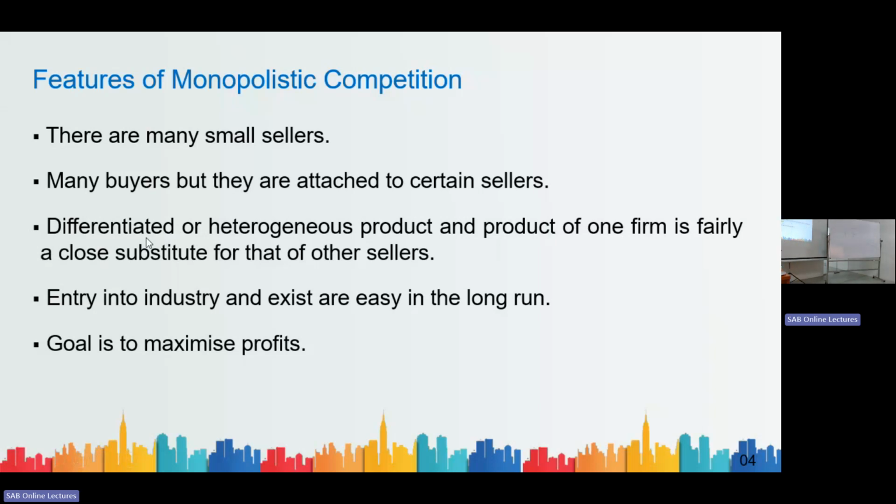So that's why we say differentiated or heterogeneous products are provided. At the same time, one firm produces a fairly close substitute for that of the other sellers. Entry into and exit from the industry are easy in the long run. Firms can enter and exit the industry easily in the long run. And also the goal is maximizing profits. So those are the features of monopolistic competition.